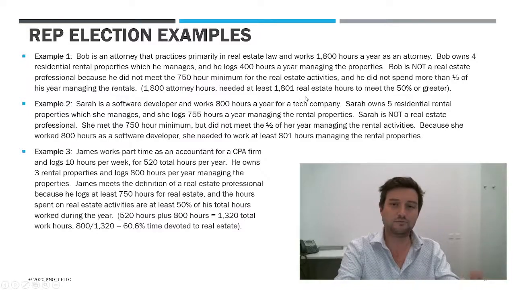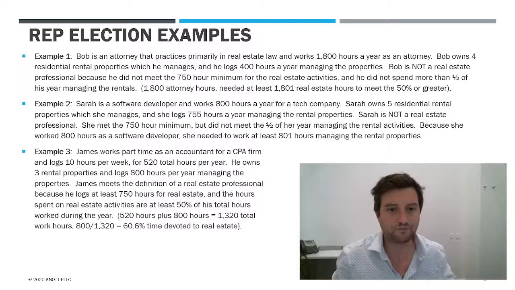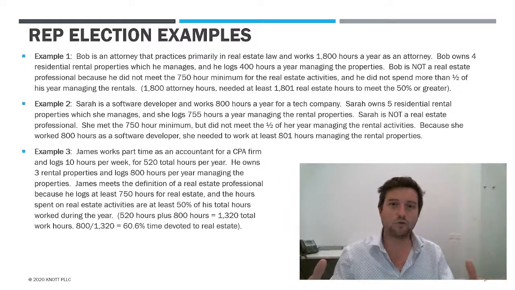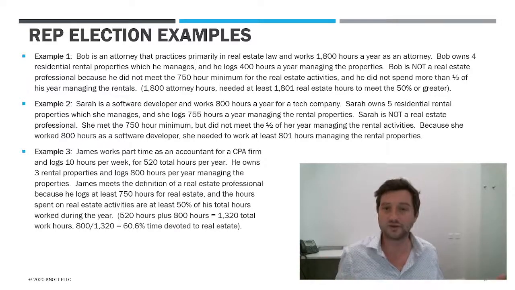Because if you put the two together, what is it, 3,601 hours, my math right? Yeah, 3,601 hours. If that's your total work year and you multiply that by 50%, if you hit the 1,801 on the real estate side, now he's at more than half his work year. He's got to hit that threshold, more than one half, or else he fails it.